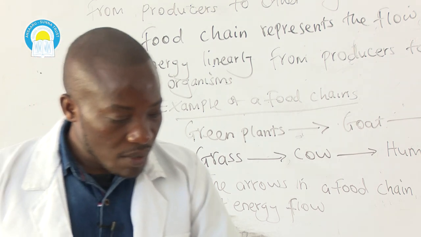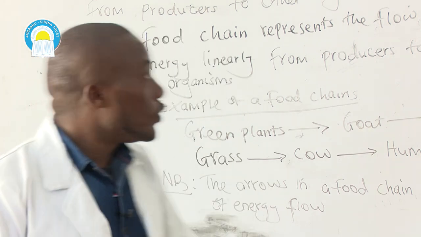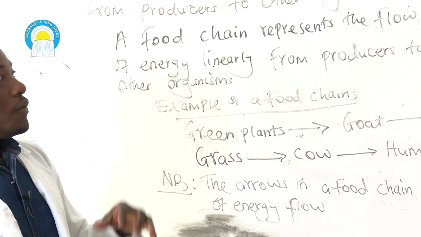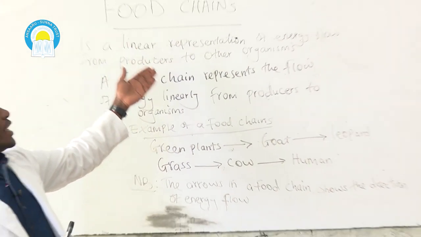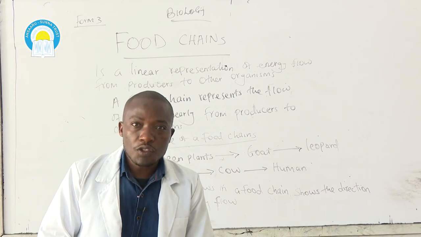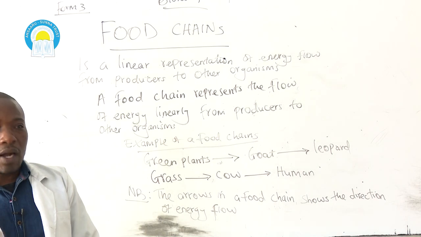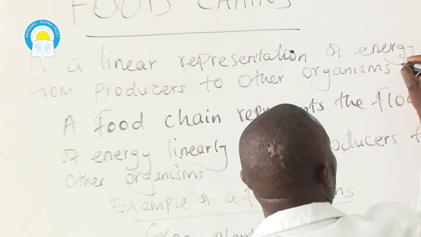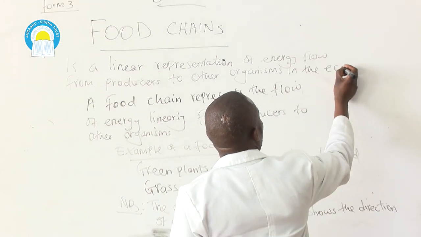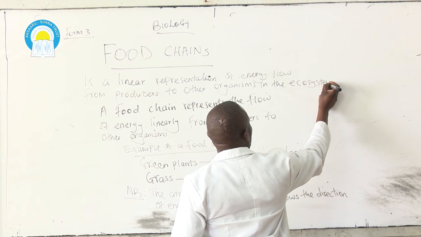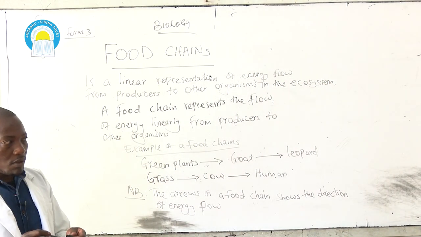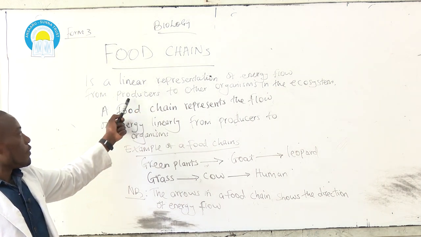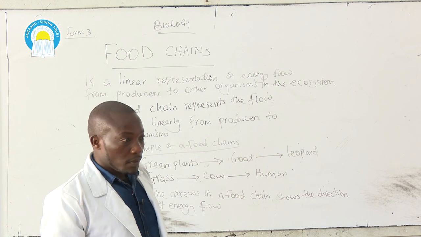After that, we are supposed to proceed to food chains. We are still talking about energy flow in an ecosystem. What is a food chain? It is a linear representation of energy flow from producers to other organisms in an ecosystem. Remember what an ecosystem is, those terms. A food chain is a linear representation of energy flow from producers to other organisms in the ecosystem.